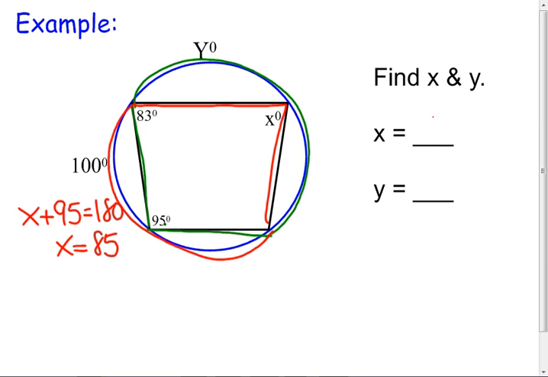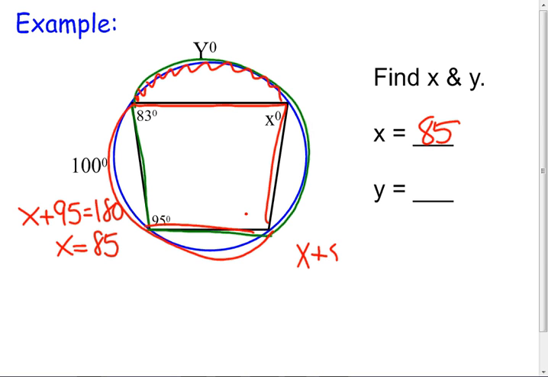So that's 85. And I could work all the way around this. I want to get y. Okay, so shall we find out what these pieces are? What's y going to be? Y is just this piece right here. Can I find this angle? A lot of ways to find that angle.